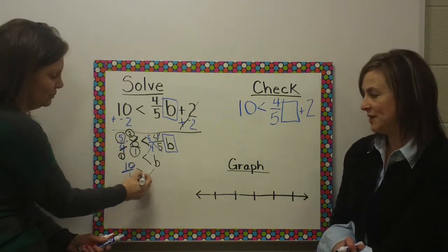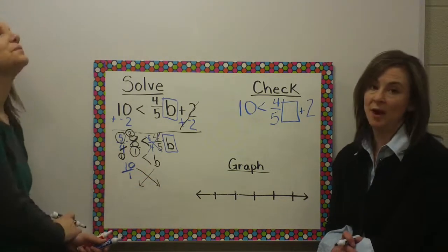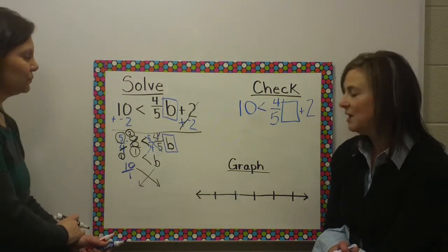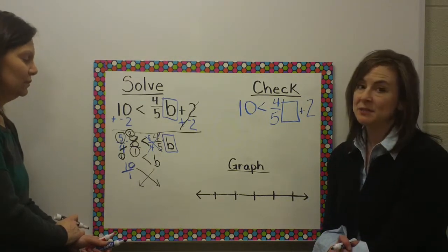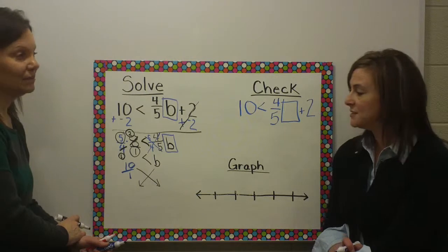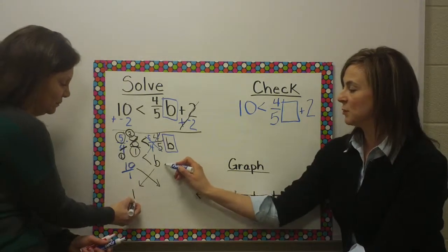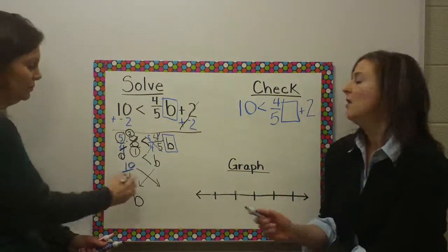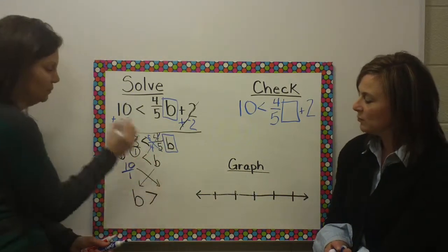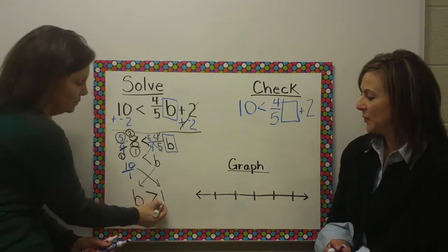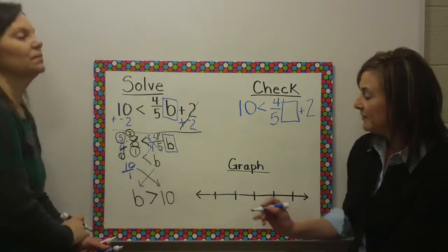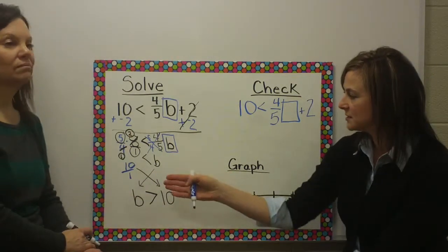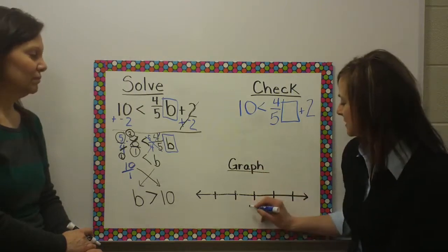But notice that we do not want our variable second. So the last step is always make sure your variable is written first, because if we start with the variable and we go this way, it reads b is greater than 10. That is how it should read when we write it. So b is greater than 10. Notice we had no red alerts, which is cool, saves us a little step.